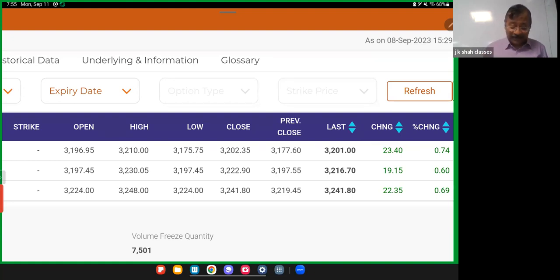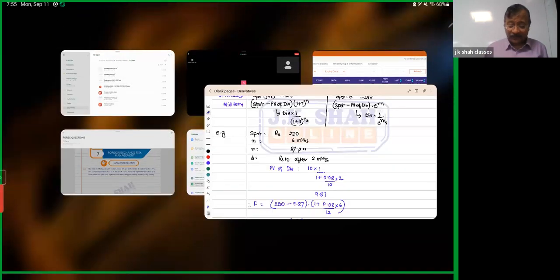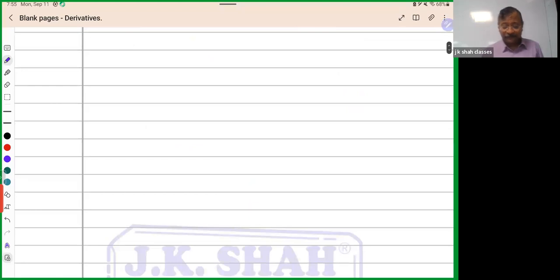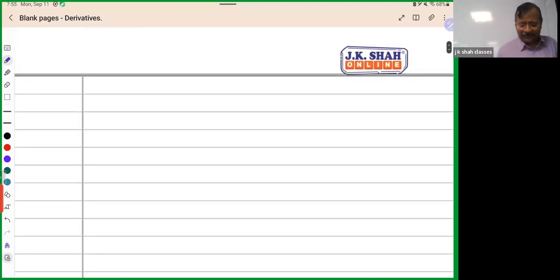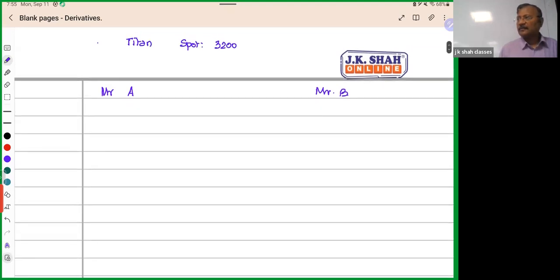Now let us look at something interesting. Supposing there are two people, and I don't know whether I explained this there. There are two people, Mr. A, Mr. B. Okay? Both of them, let's say, want to trade on Titan. Since we have seen the price now, Titan, whose spot price, let's take some round figure, 3,200, right?